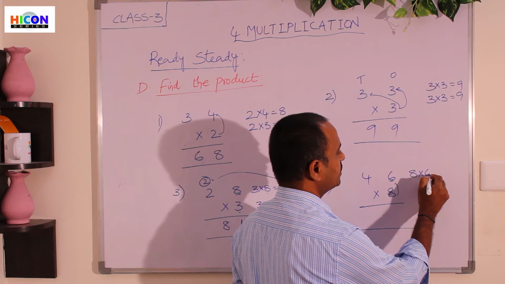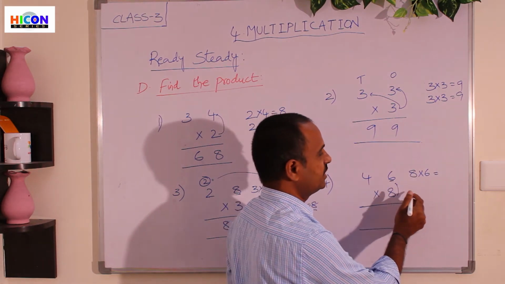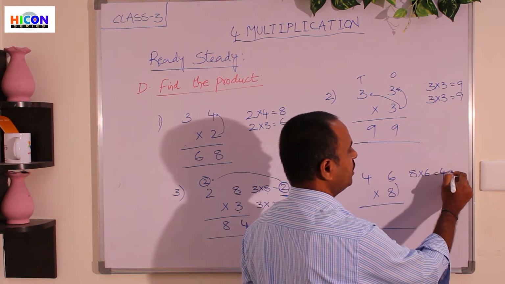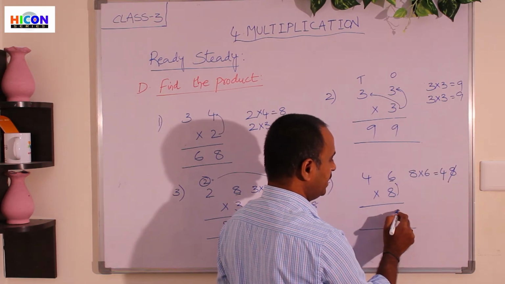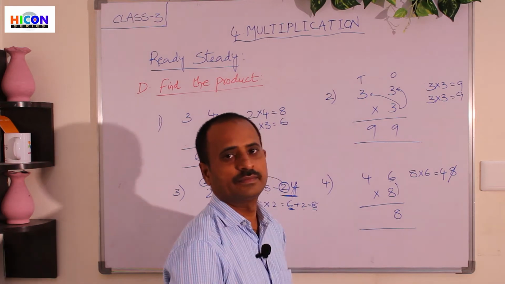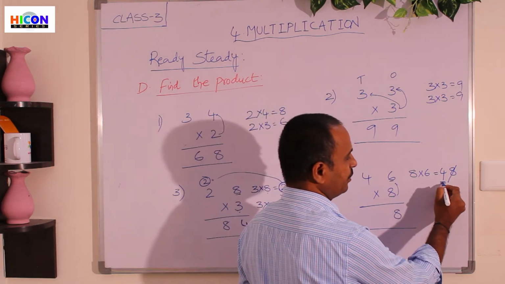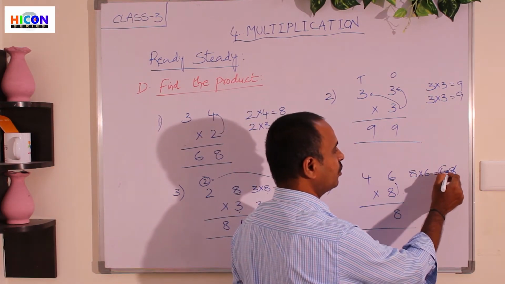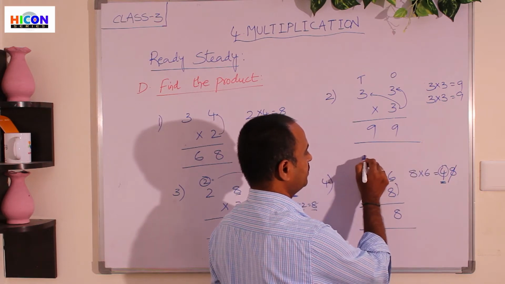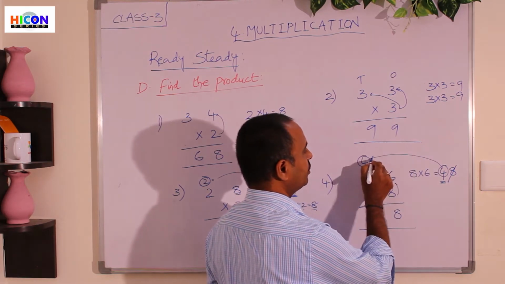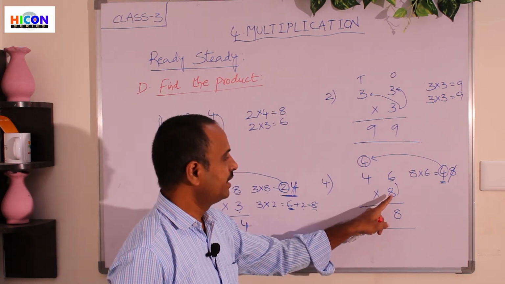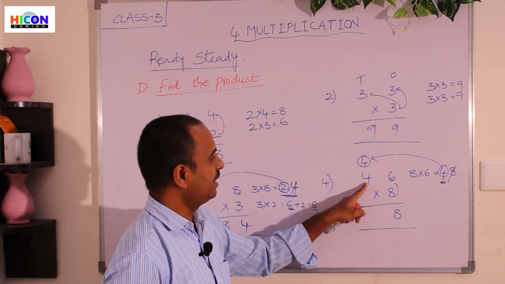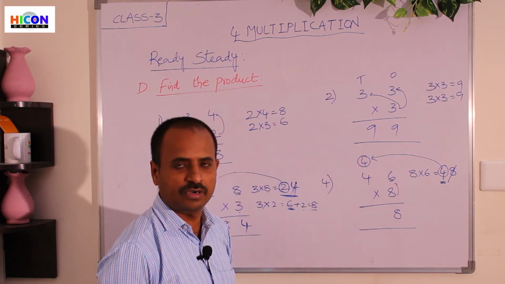8 into 6. Children, how much? 8 6s are 48. So write this 8 under ones place. And there is 4 remaining. Carry this 4 to the next place, that is the tens place. Now multiply 8 with 4 and add the carried number to the product.